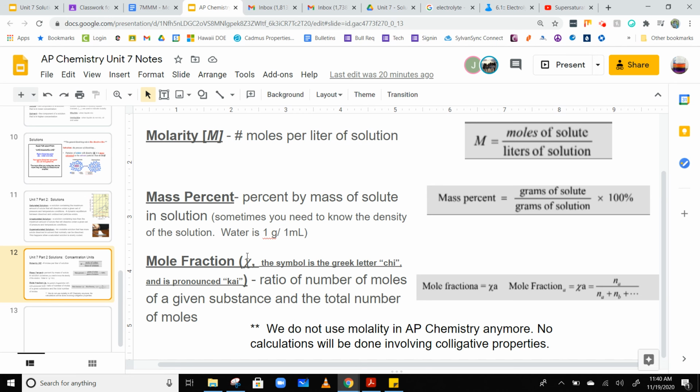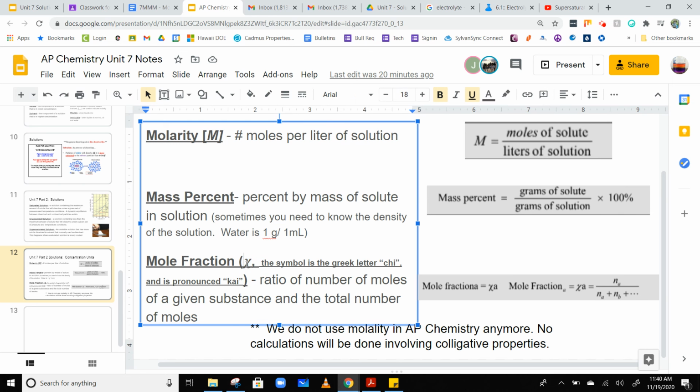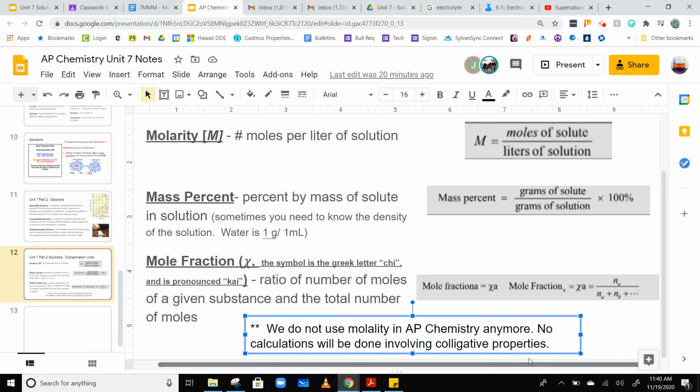This symbol here is pronounced chi. It's a Greek letter chi. And then usually you write chi with the element symbol underneath it. And lucky you, a lot of this unit is kind of tossed out the door because we don't do any calculations involving colligative properties. We're going to talk about the principles behind colligative properties, but we're not going to talk about calculations.